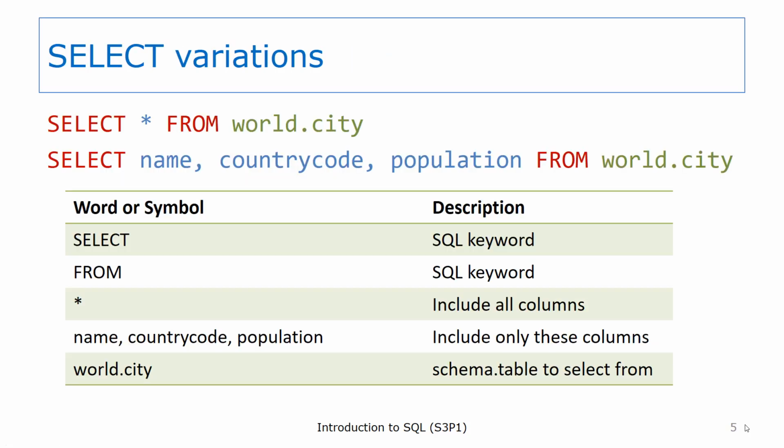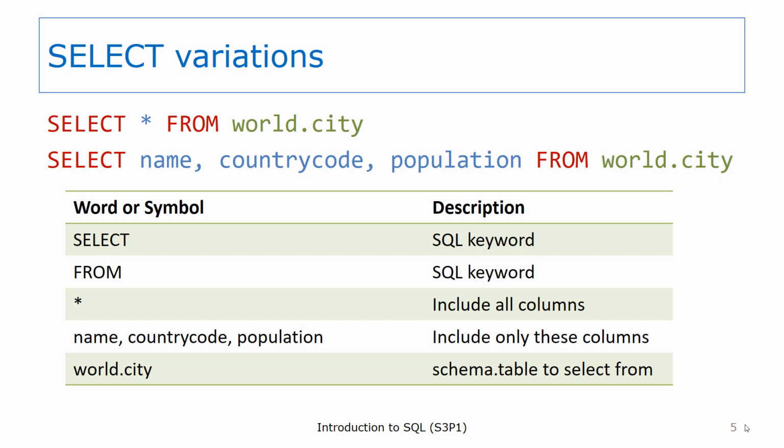This slide shows the two select statements that were used on the previous slides. You can see the complete statements here. The table lists the words or symbols that are used along with a brief description of the usage. SQL keywords can be typed as all uppercase, as select and from are here, as all lowercase, or as mixed case.